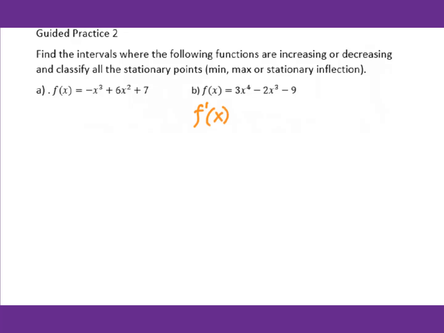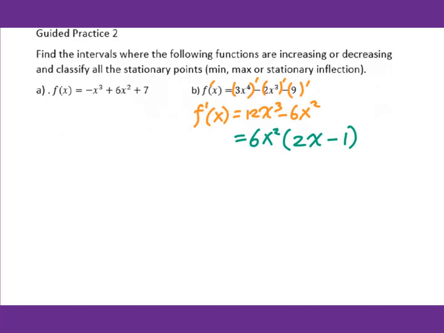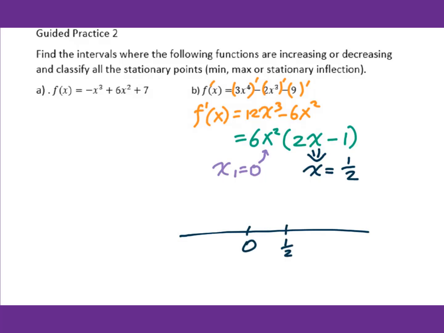We still get the derivative of f of x. You will get 12x to the third power minus 6x squared. Still factor: 6x squared times (2x minus 1). Then you will get x1 equals 0 from this x squared. We set this equal to 0, you will get x equals 1 over 2. So we draw the number line: 0, 1/2.